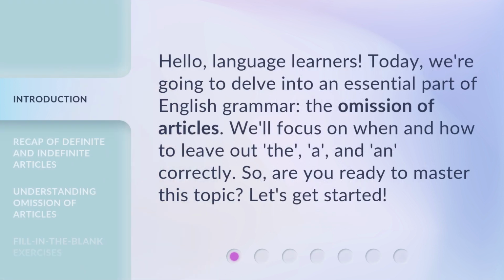Hello, language learners. Today, we're going to delve into an essential part of English grammar, the omission of articles. We'll focus on when and how to leave out the a and an correctly. So, are you ready to master this topic? Let's get started.